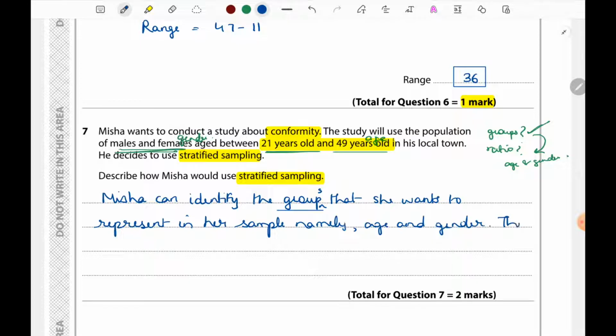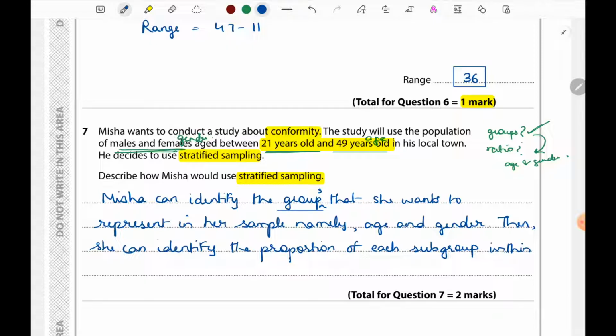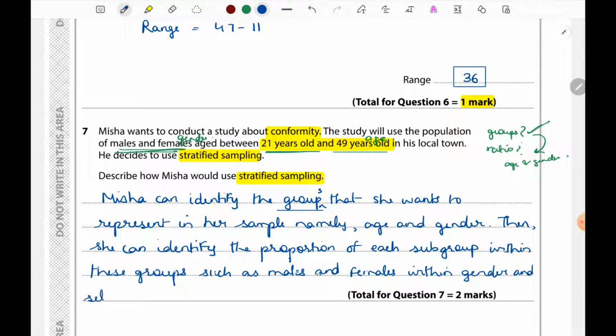Then she can identify the proportion of each subgroup within these groups, such as males and females within gender, and select from the population accordingly.